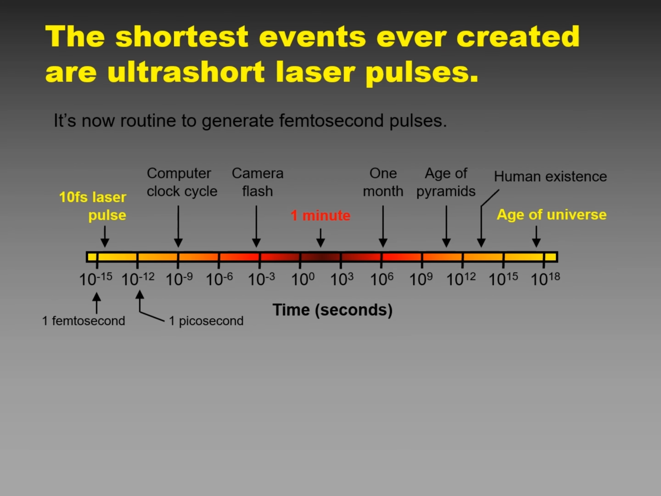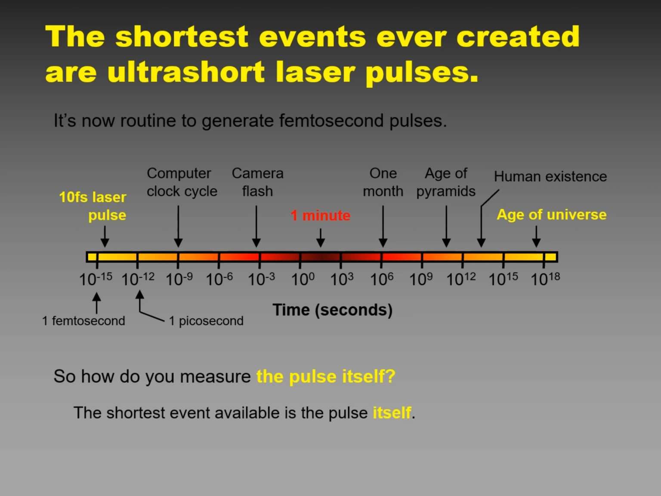The shortest events ever created are ultra-short laser pulses, and it's now routine to generate pulses femtoseconds long. So how do you measure such a pulse? Well, by definition, the shortest event available is the pulse itself. But that isn't good enough. It's only as short as the pulse. It's not shorter.